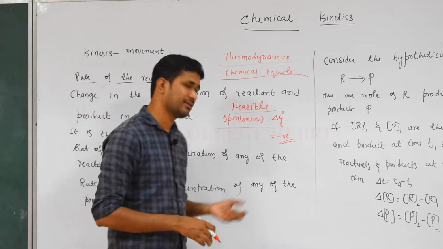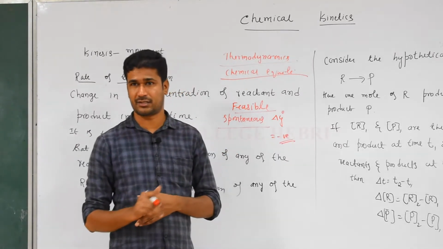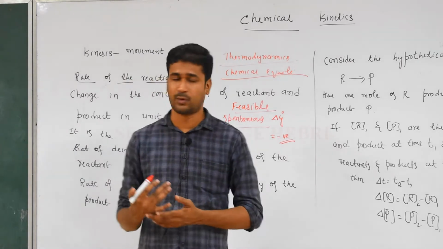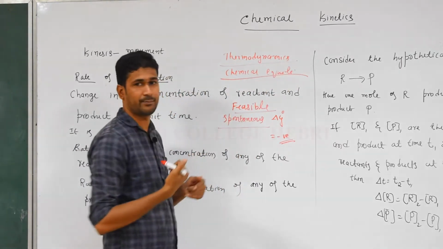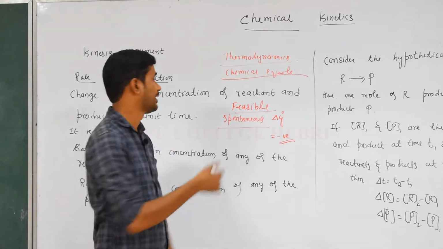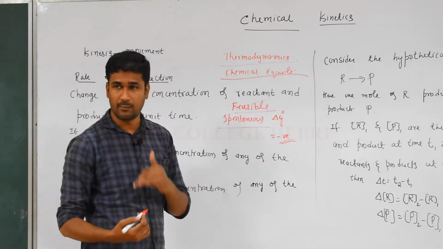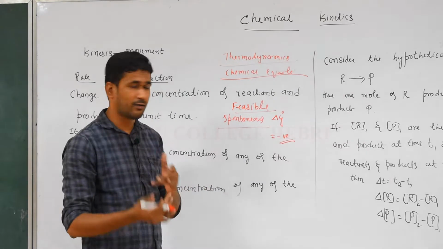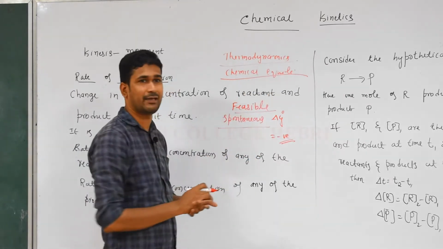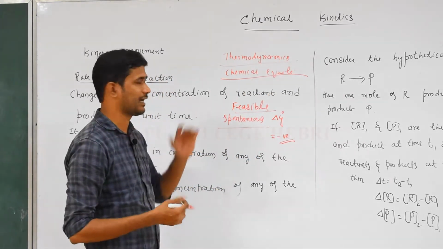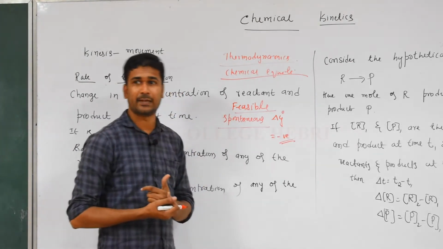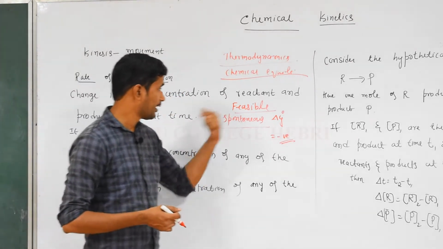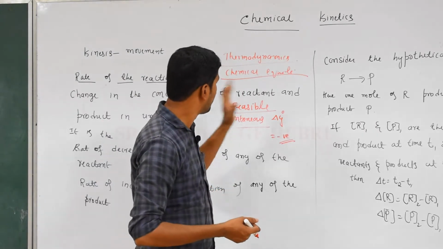To predict the extent of a chemical reaction, that is, how much percentage of that reaction is completed before attaining equilibrium, how much percent is complete, how much percentage of reaction is remaining, how much reactants are remaining for the continuation of the reaction, if we want to study all that, we have to study chemical equilibrium. Understood? Why is thermodynamics needed here?